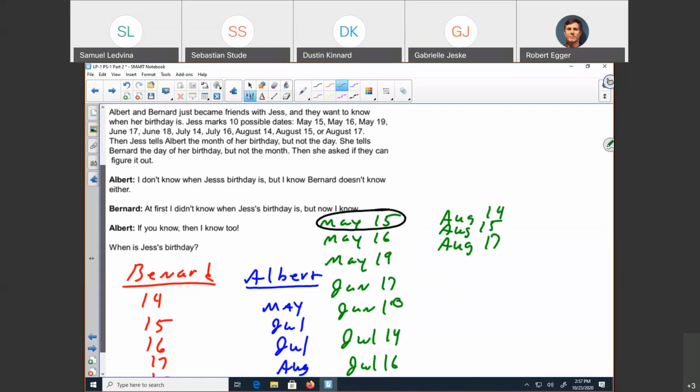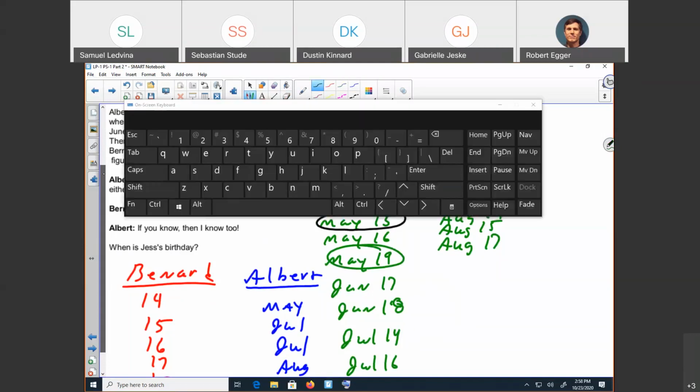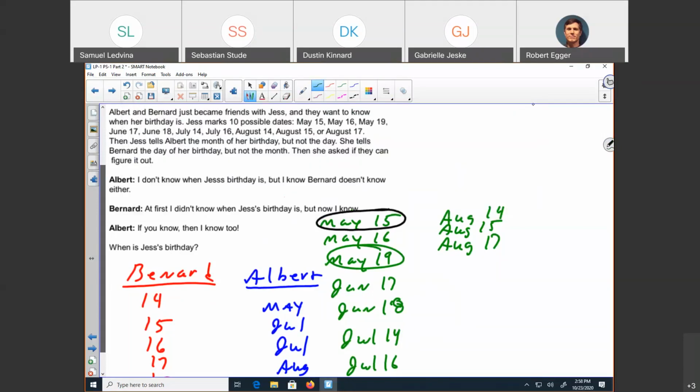I can't even read properly. Okay, wait, the same logic still applies. Now what date is the only one out there? The 19th. Okay, so the 19th is the only one out there. All right, so I didn't screw up too badly. Which again means with Albert's statement, it can't be May.